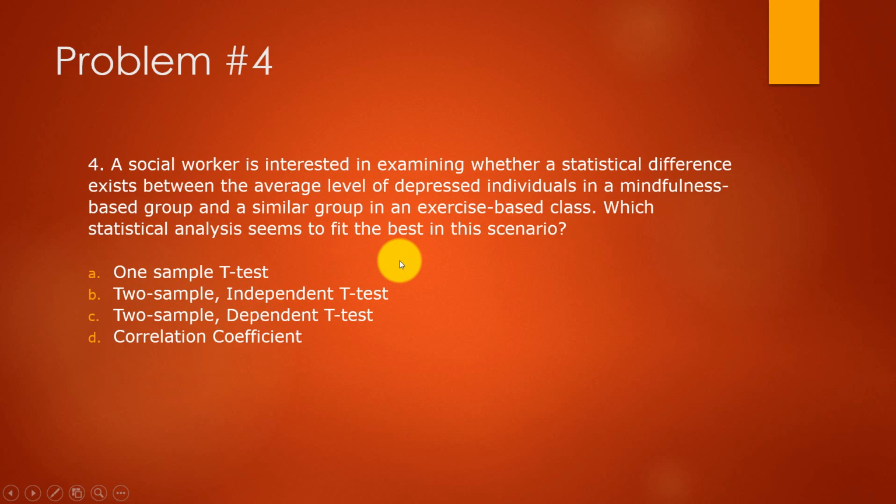Number four, a social worker is interested in examining whether a statistical difference exists between the average level of depressed individuals in a mindfulness-based group and a similar group in an exercise-based class. Which statistical analysis seems to fit best in this scenario? Now, the answer is C, two sample dependent t-test, and the reason why?